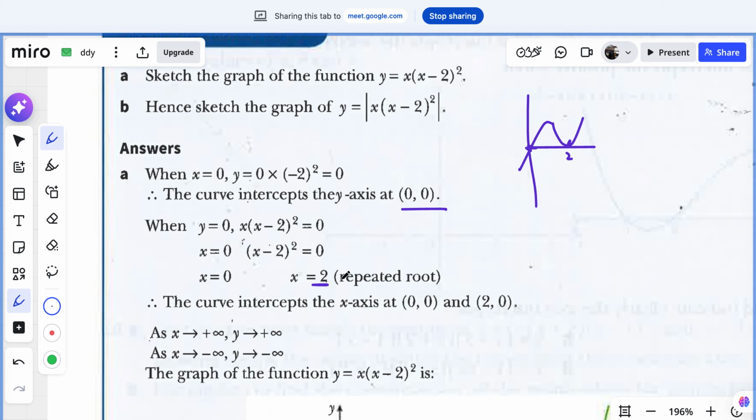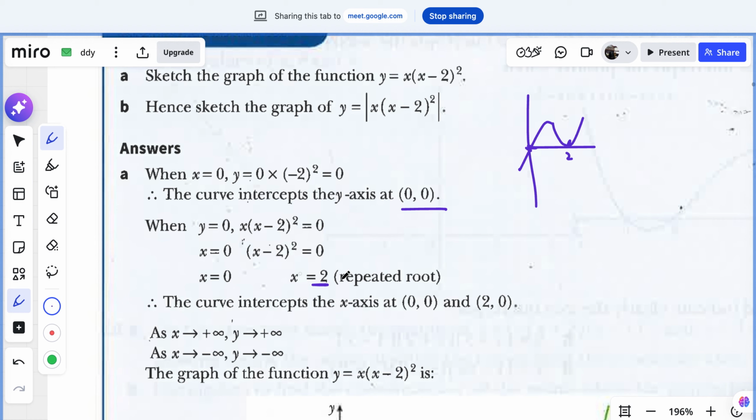You have (0, 0), when x is 0, y is 0, and you have a repeated root at 2. Now to know where you curve, you can trace this one down to x, maybe 0.5. You substitute 0.5 into this function. When x is 0.5, what do you get for y? You know the value of y, that's where you go to curve. Maybe you get 1. That's where you go to curve, okay? And then that's it. You sketch your graph.